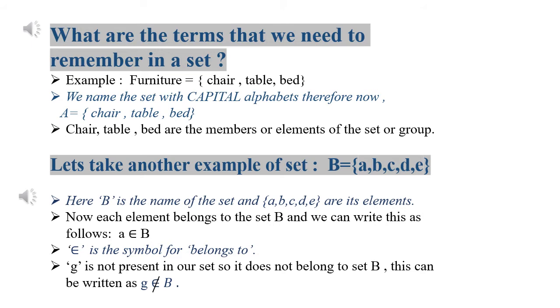B. So if you just remember here, what are elements of the set? How do we name a set? That is by using capital alphabets. How do we represent the relation between the elements in the set? By using the belongs to and does not belong to sign. Okay.